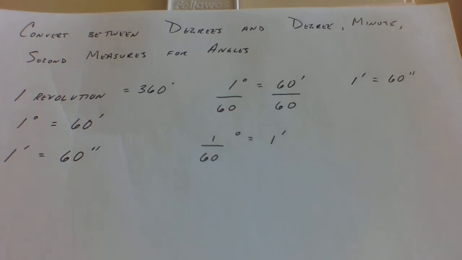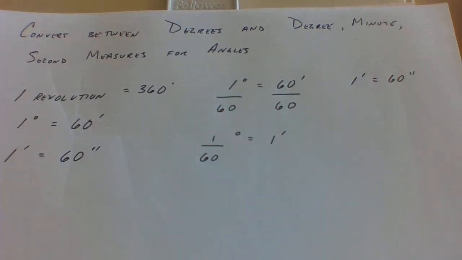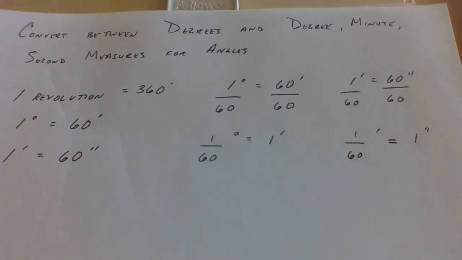And I can do the same thing if I was working with minutes and seconds. I know 1 minute is equal to 60 seconds. Well, what if I wanted to know how much was in just 1 second? I could go ahead and divide both sides by 60 in that case as well. So 1 second is equal to 1/60th of a minute. Let's go ahead and take a look at a couple examples using degrees and degrees, minutes, seconds.